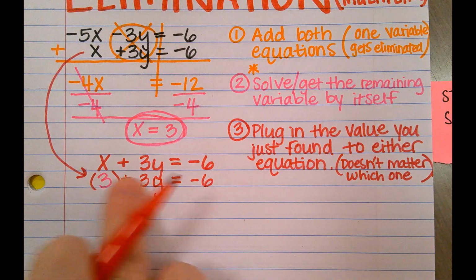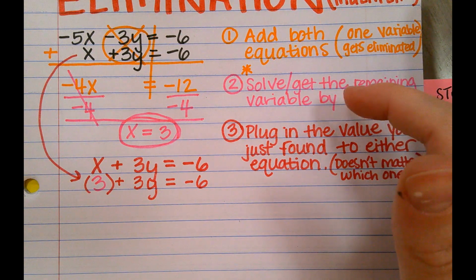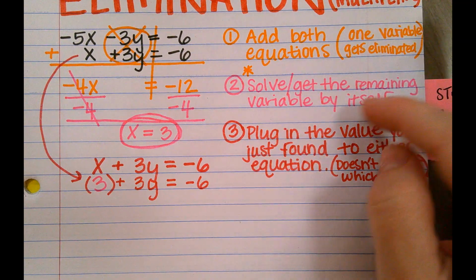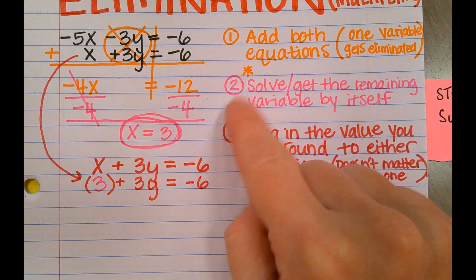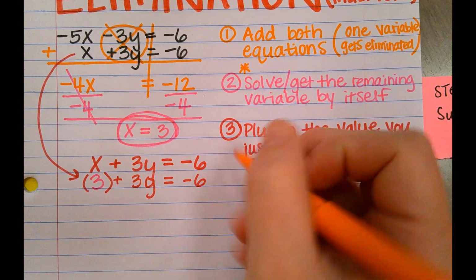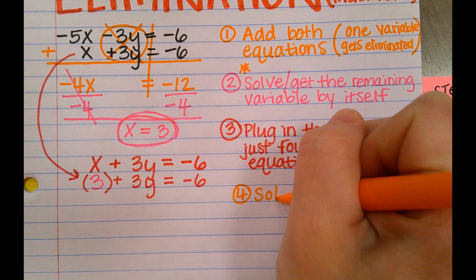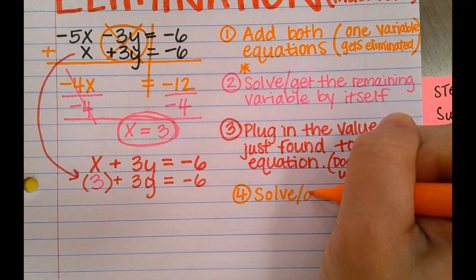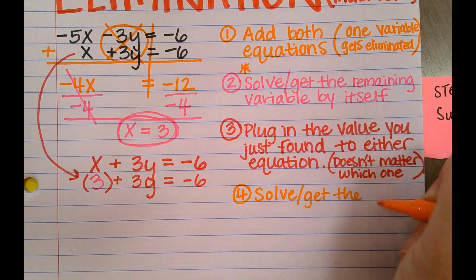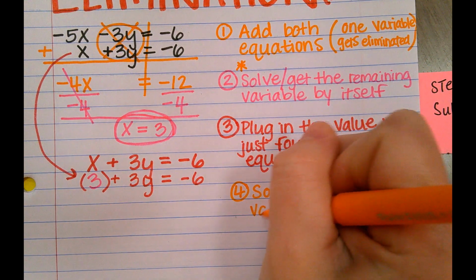Now, before I continue, if we're trying to create our guide, I'm going to write step 4 at this point. We plugged it in, and now we're going to solve, or get that other variable by itself, again. We're just solving again. So I'm going to write that real quick. Solve, other variable by itself.